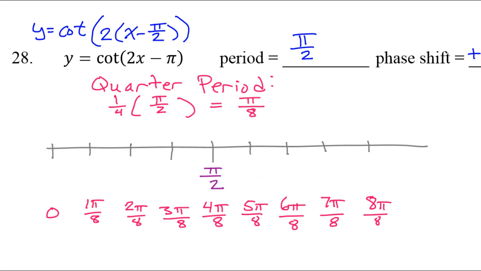So, 5 pi over 8 does not reduce. But 6 pi over 8 is 3 pi over 4. 7 pi over 8 does not reduce. But 8 pi over 8 is pi. 3 pi over 8 does not reduce. But 2 pi over 8 is pi over 4. And then 1 pi over 8, of course, is just pi over 8. And 0 is just 0.